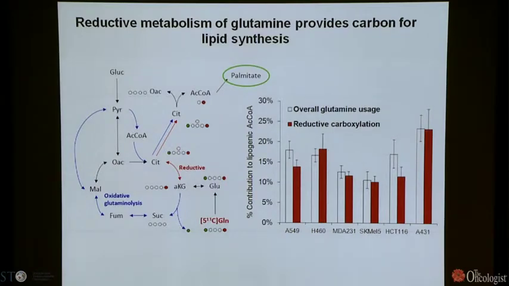And I won't take you through the details of the tracing because I suspect not more than 2 or 3 people here would really be interested in me doing that anyway. But suffice it to say that when Christian did this experiment, he found surprisingly that almost all of this carbon that glutamine was contributing to lipid synthesis wasn't coming by this oxidative pathway, but rather by this reductive pathway.